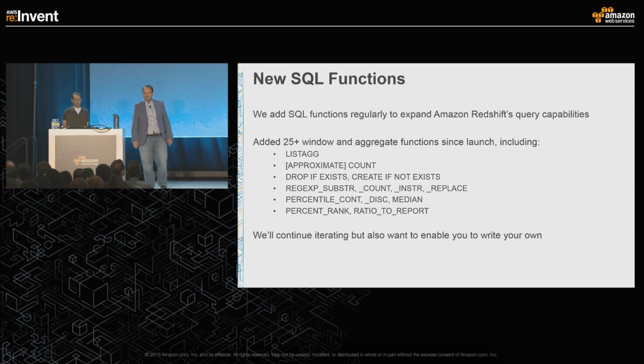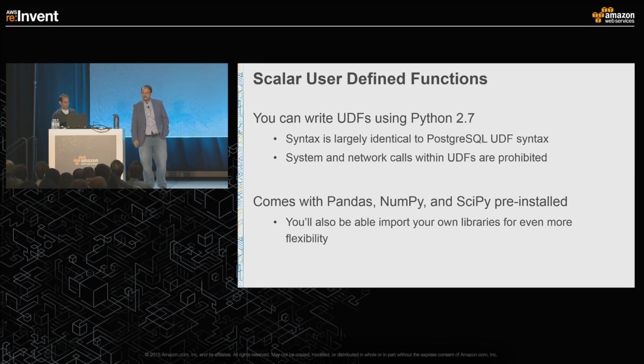My favorite is LISTAGG, and there's 2 versions of it. There's the window function version and the regular aggregate function version. We added approximate count, drop if it exists, and a number of others. And we keep iterating, and we're going to keep adding more functions for your workload. But we also want to allow you to create your own functions. And we launched user-defined functions.